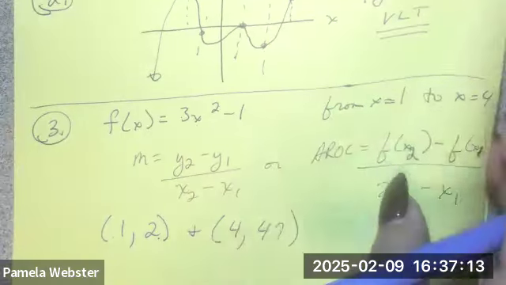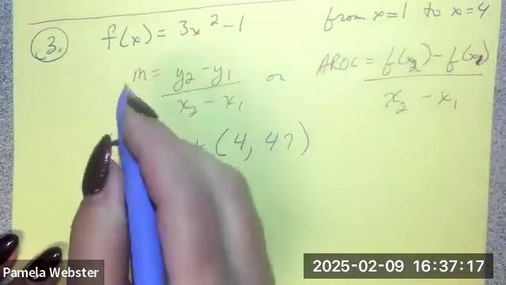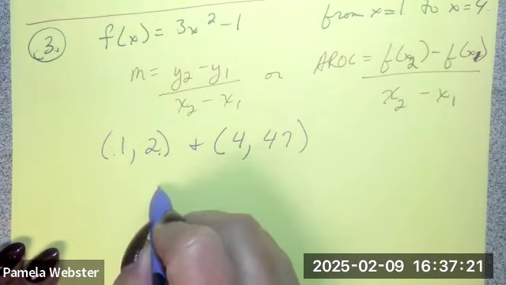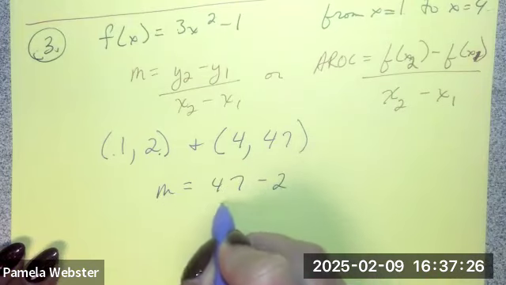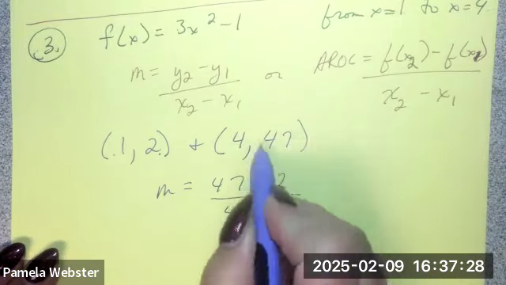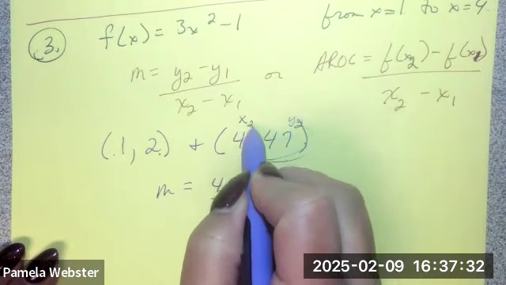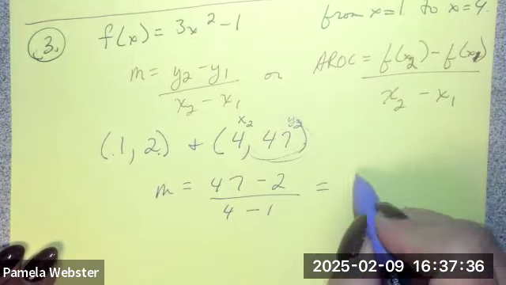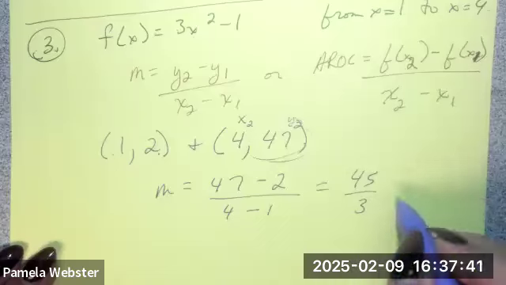So all we're going to do is use these to go into the slope formula. And again, you can use AROC or you can use the slope formula, and they work out the same. M equals take your y value minus your other y value. And if I started with this guy as y2, remember to start with this guy as x2. So 4 minus 1 on the bottom. Okay, so 47 minus 2 is 45 over 4 minus 1 is 3.